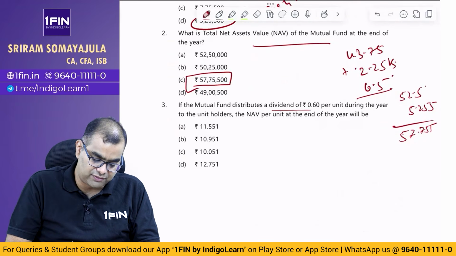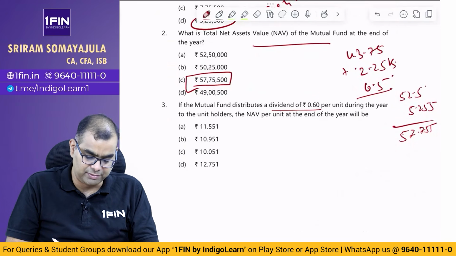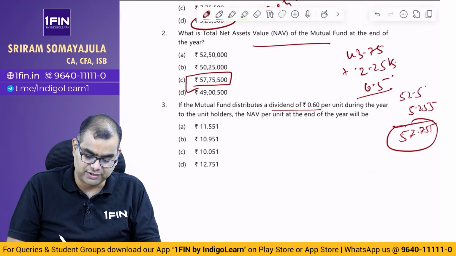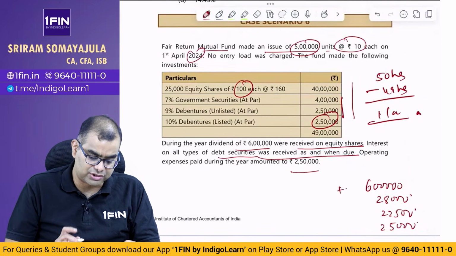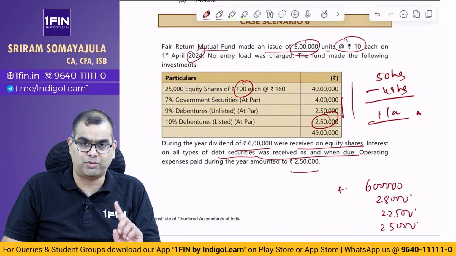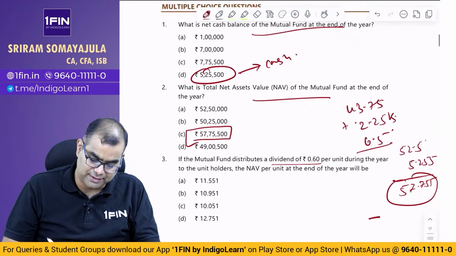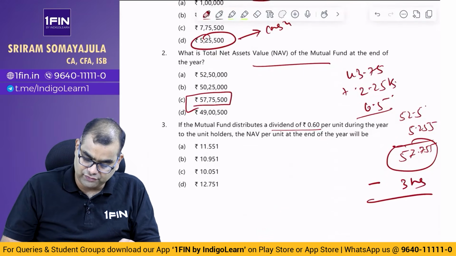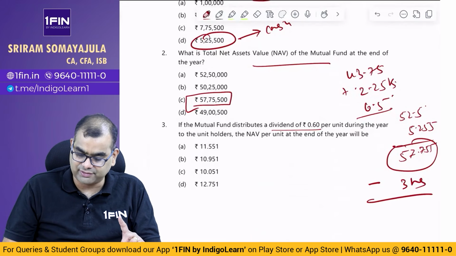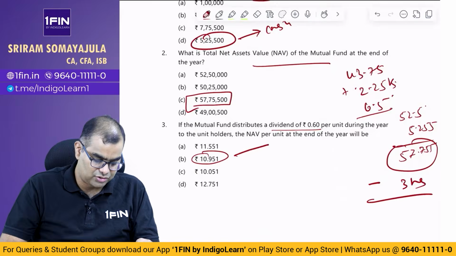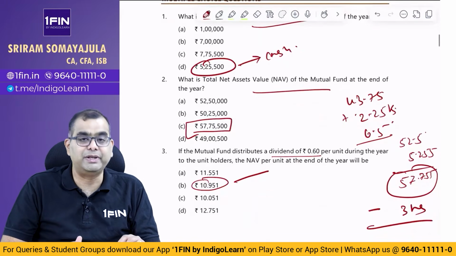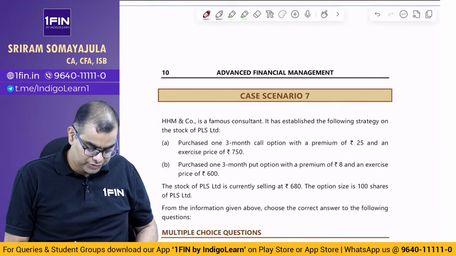The mutual fund distributes a dividend of 0.6 per unit during the year. The NAV at the end will be what? See, 57.755 is the closing value minus how many units are there? You have 5 lakh units. On 5 lakh units, 60 paisa, which is 0.6 on 5 lakhs, which is 3 lakhs. So you subtract 3 lakhs. So 57 lakhs, 75,500 minus 3 lakhs, you get 54,75,500 divided by 5 lakh units. You get 10.951. Yes, 10.951. So answer is D, C and B. Moving to the next question.